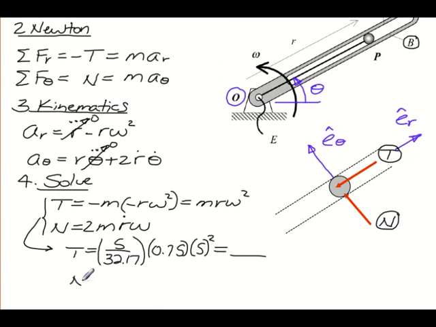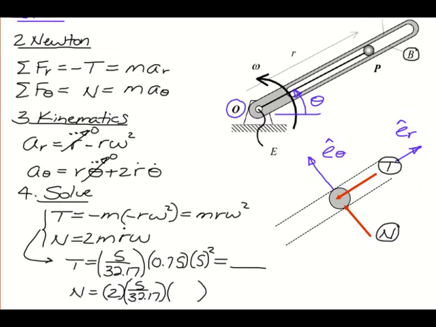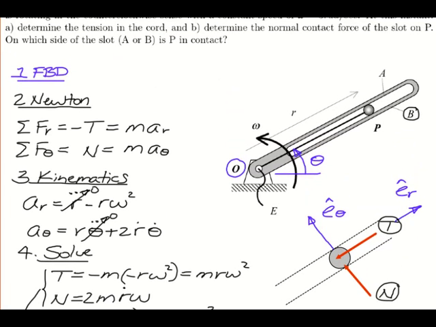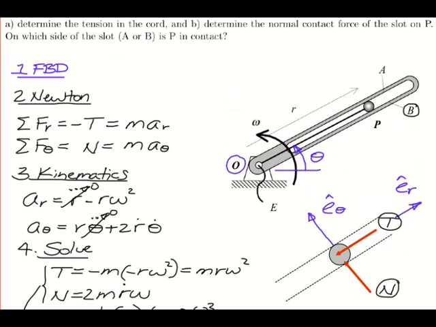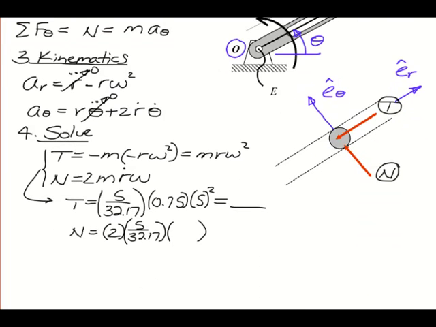N is 2 times mass, which is 5 divided by 32.17, times r dot. Here is where we have to be careful on the sign. It says it's being pulled in, so r dot is negative, and it's being pulled in at a rate of 0.5 feet per second. So this is a minus 0.5. Omega is 5. So the number that we have here is going to be negative because of that.